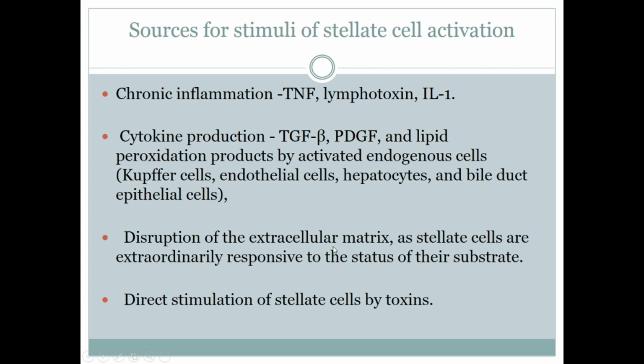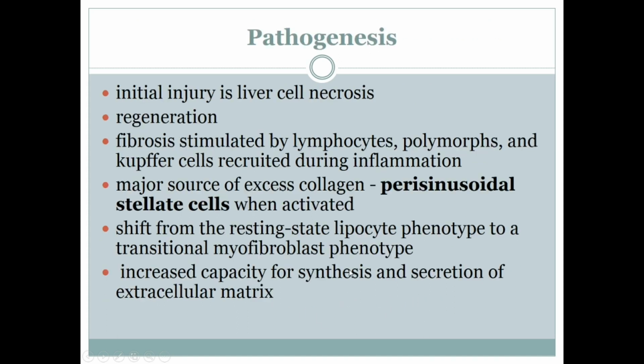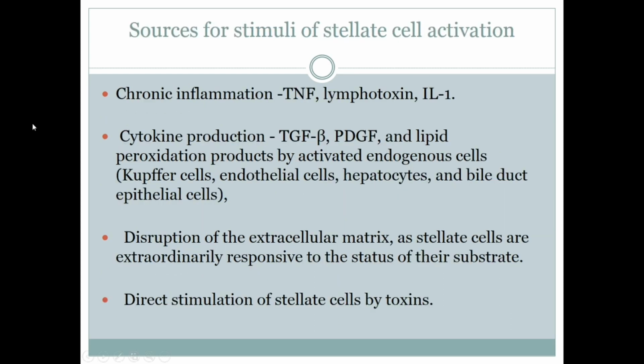So there is disruption of the extracellular matrix, as stellate cells are extraordinarily responsive to the status of their substrate, and direct stimulation of stellate cells by toxins can also happen. So the basic center of production of collagen is based on the stellate cells. Okay, and all these are the sources which can cause the stellate cells to lay down so much collagen in the liver, making it undergo fibrosis.